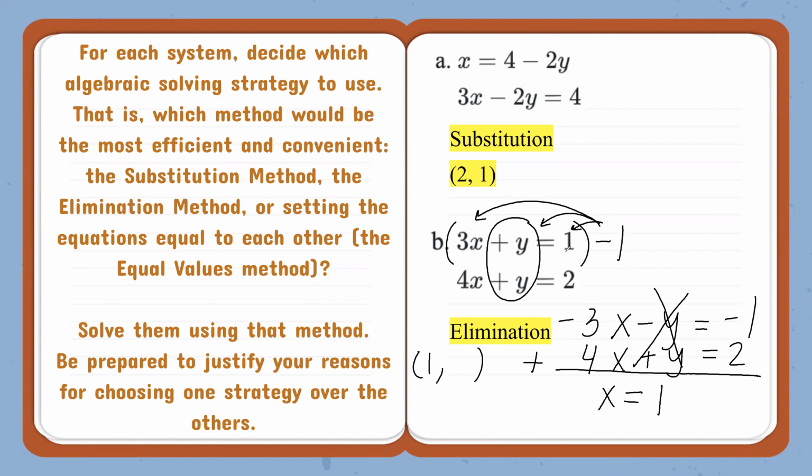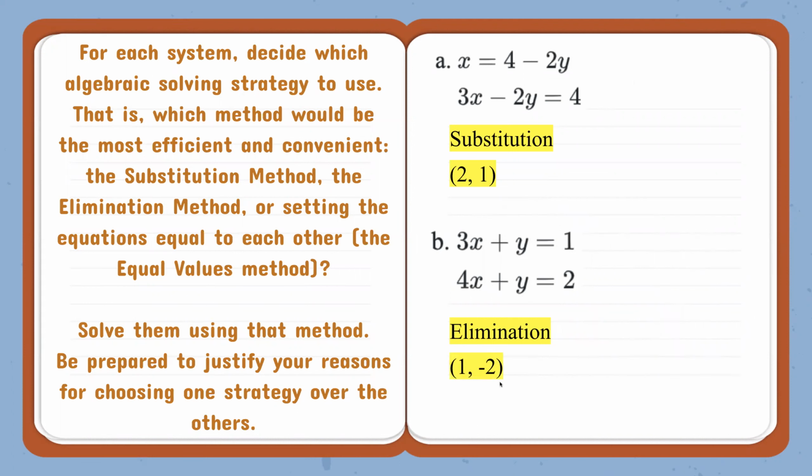And now I'm going to plug this into one of the equations. Let's see, 3 times 1 plus y is equal to 1. 3 plus y is equal to 1. I'm going to subtract 3. Is y equal to negative 2? Let's see. Negative 1, negative 2. Awesome. Oh, no, that's my, yeah, there it is. So it was 1 and negative 2. Awesome. Let's try 2 more examples.